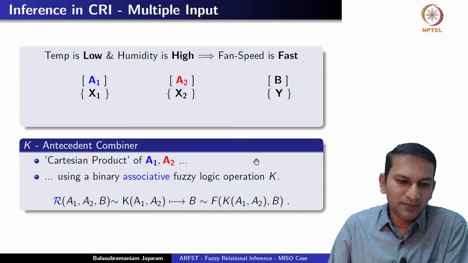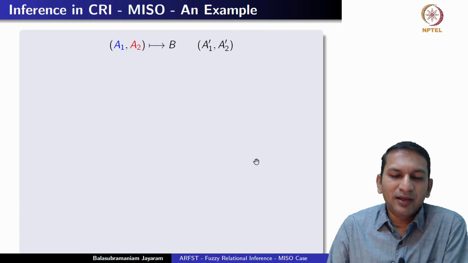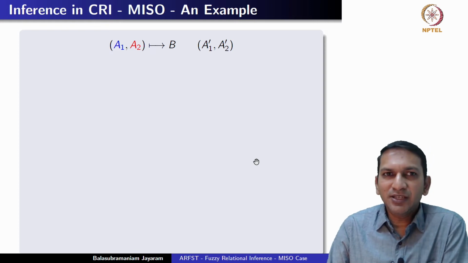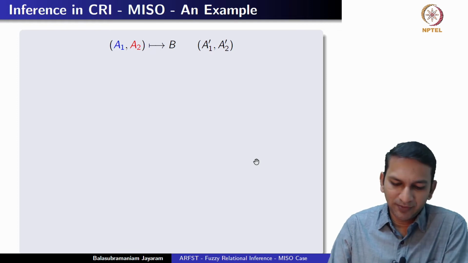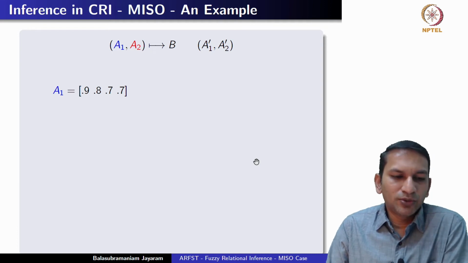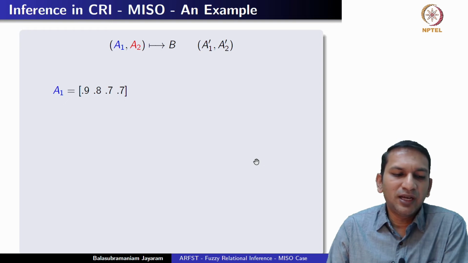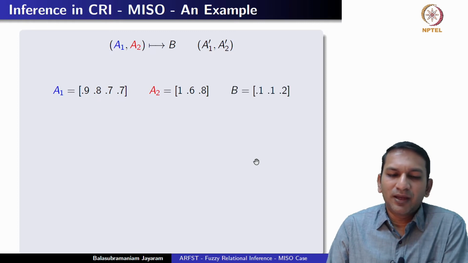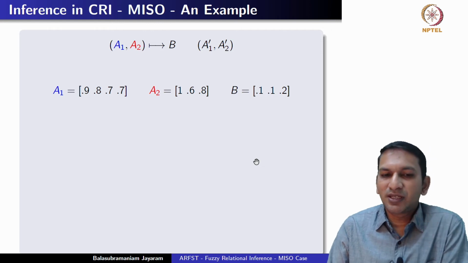Let's look at an example. Let's represent this multidimensional rule as a1, a2 going to b, and the input now will not be a single a dash, it will also be multidimensional. In the case that we are considering, it will be a1 dash, a2 dash. Let's give some values to these labels. Let a1 look like this. That means on the domain of x1, we are discretizing it at 4 points, and this is the fuzzy set a1. Similarly, a2 is discretized with 3 points on x2, and b, again, we are obtaining as a fuzzy set from y, which is discretized into 3 points.